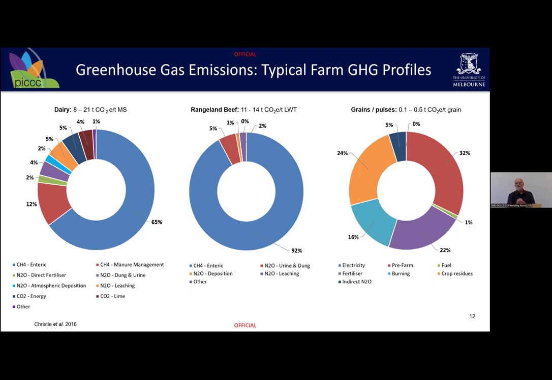On the right-hand side, again, you've got a cropping system where there's no methane from the animals. It's just a cropping system. But you can see it's heavily influenced by crop residue return and by pre-farm and on-farm nitrogen.